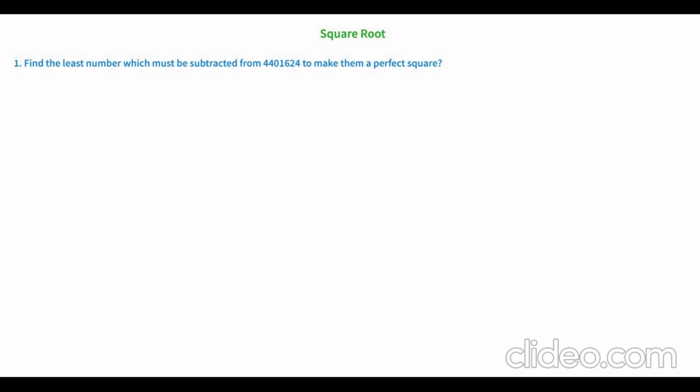So let's see the first example for today, which is: find the least number which must be subtracted from 44,01,624, so either you can tell it as 44,01,624 in Indian system. If it is an international system, you can call it as 4,401,624. Both are same. To make them a perfect square, we must see which number should be subtracted from this, because this is not a perfect square. So let's see which number should be subtracted from this.